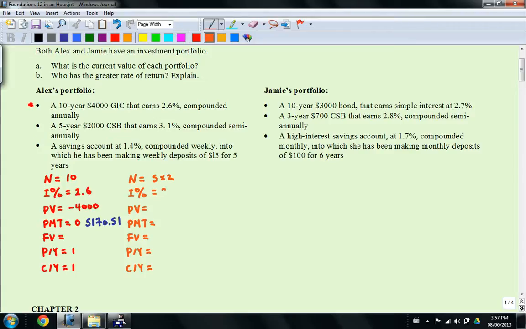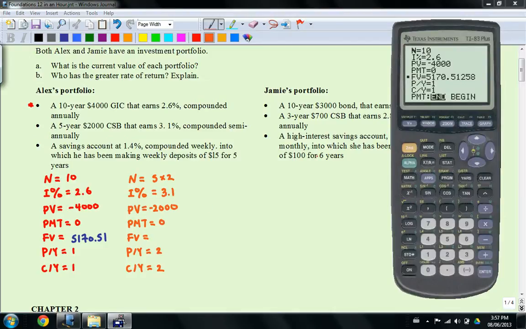So next part is the 3.1 interest rate. The present value of $2,000, negative. Payment is 0. The future value, okay, I just realized this is in the wrong spot. Okay, there we go. The future value we don't know yet, and then the payments and compounds, we can just leave those as 2. You can write this as anything really, but it's probably better to just leave it as 2, just so there's nothing that can really go wrong there.